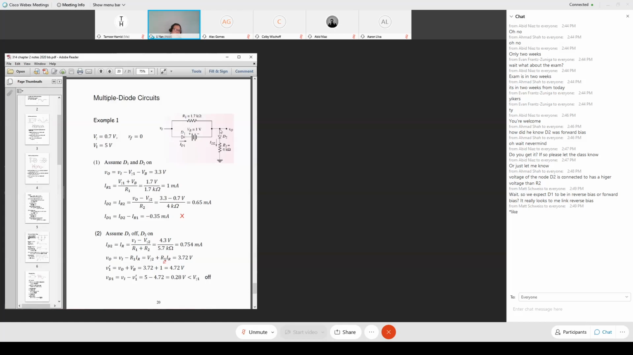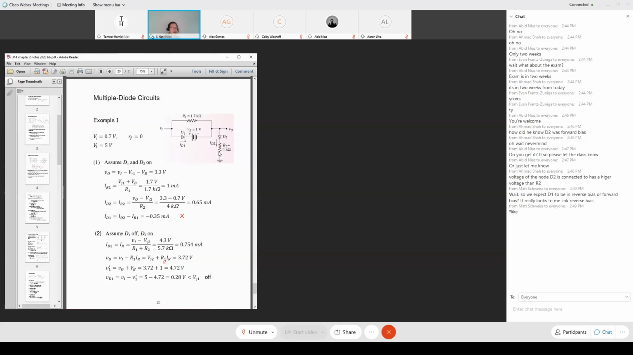Well, we know this voltage is 3.3. If I subtract 0.7 volts, I get this voltage. That voltage drop at the resistor, divided by the resistance R2, I get this current by Ohm's law. So it's VO, this voltage minus V gamma 2, divided by resistance R2. And these are the formula numbers. If I carry out these numbers, I get 0.65 milliamps in this direction, in this branch.